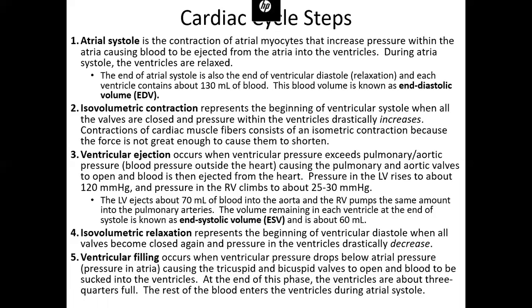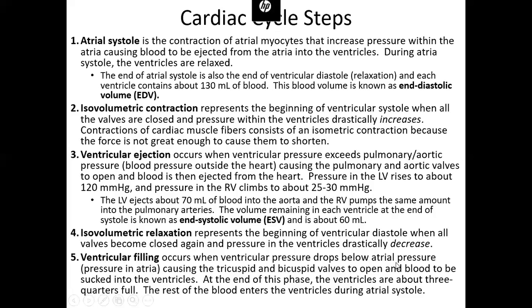So isovolumetric relaxation is step 4, the beginning of ventricular diastole, when all valves, that includes not only those semilunar valves, pulmonary and aortic, but also the atrioventricular valves, tricuspid and bicuspid, all of them are closed to drop pressure in the ventricles drastically. What we want is for that pressure in the ventricles to eventually drop below atrial pressure, so we can start filling the ventricles back up. And that's our last step, ventricular filling.